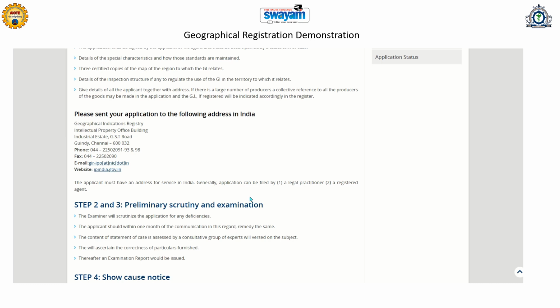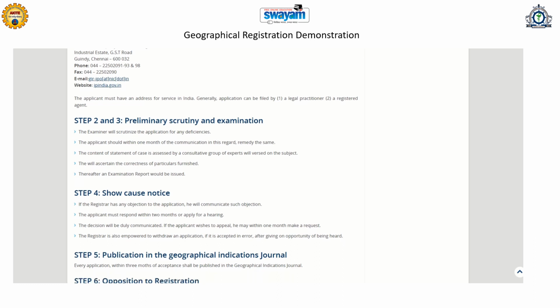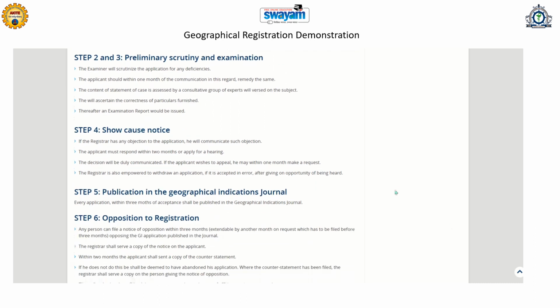Then it is very necessary that the applicant must have an address for service in India. Generally, the application can be filed by the legal practitioner or registered agent. Steps 2 and 3 are the preliminary scrutiny and the examination of the application, meaning whether the application is correct, whether there are any errors, whether it is technically correct or not. That is evaluated by the examiners or the intellectual property office authorities.